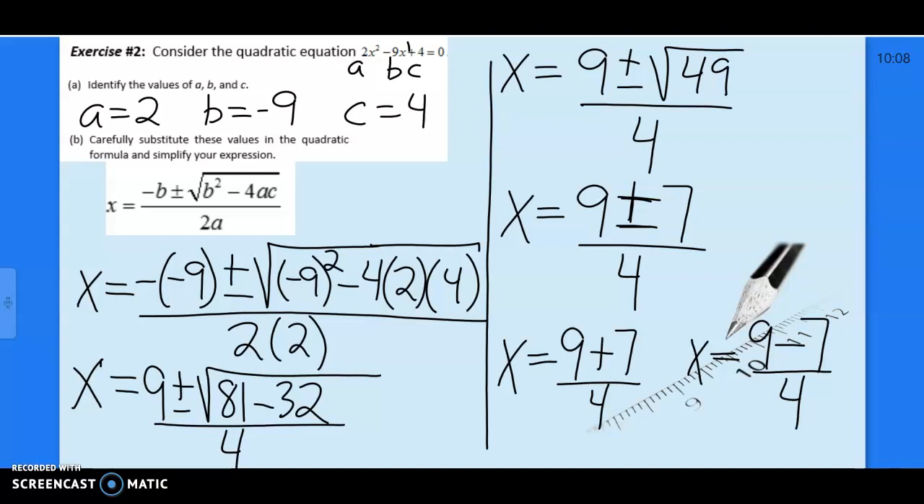We don't know what the square root of 49 was. Was it positive 7 or was it negative 7? There's actually two answers. So this is 9 plus 7. We add first. 16 divided by 4, a nice old 4. And then this next one is 9 minus 7 for 2 divided by 4, good old 1/2.